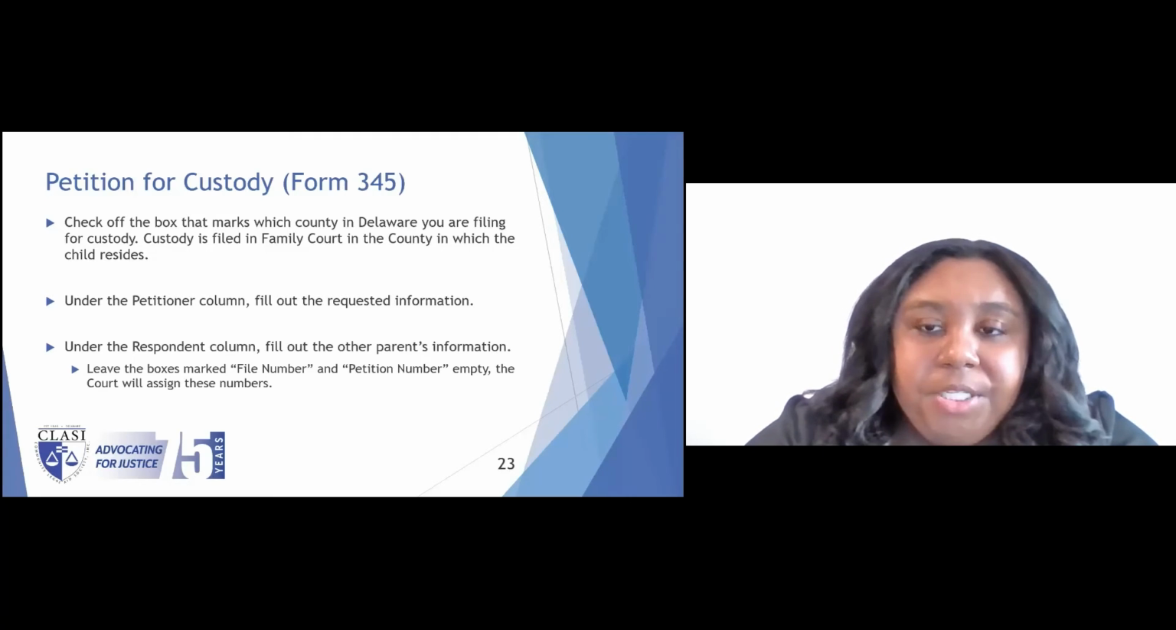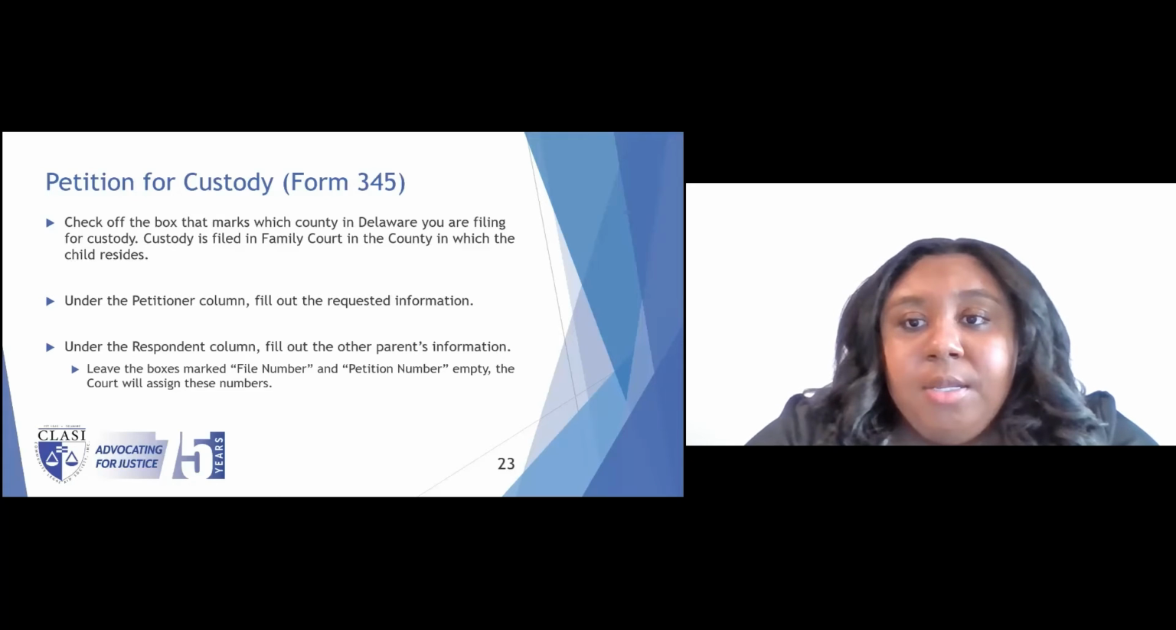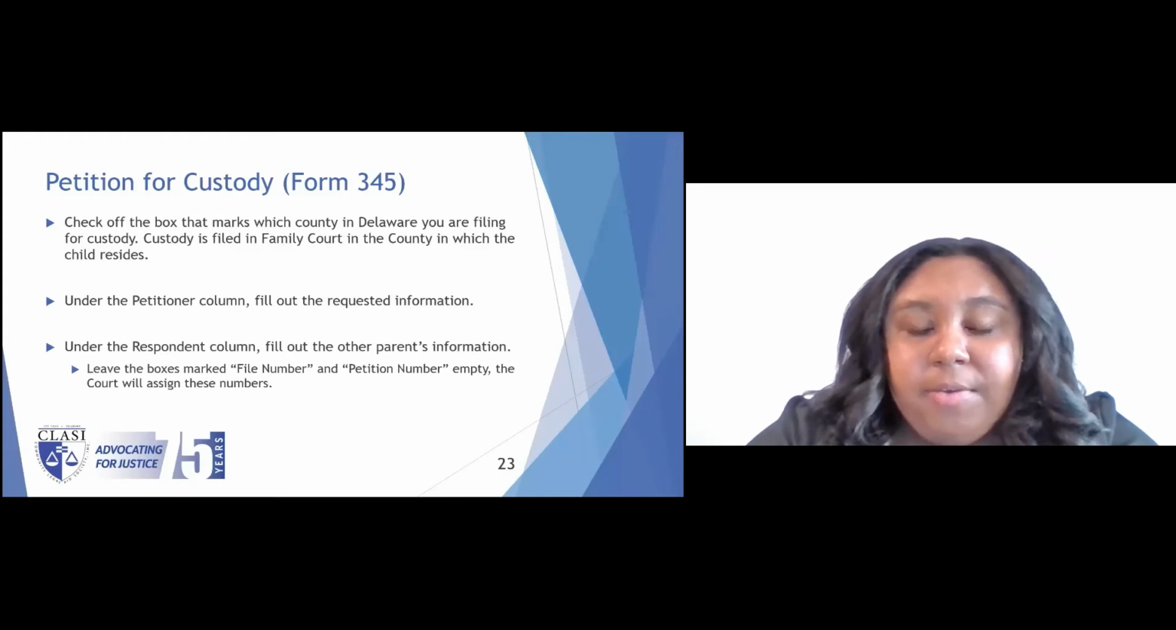Under the petitioner column on the form, fill out your information. On the respondent column, fill out the other parent's information. A note about these forms. You should leave the boxes marked file number and petition number empty. The court will assign these numbers after they receive your documents.